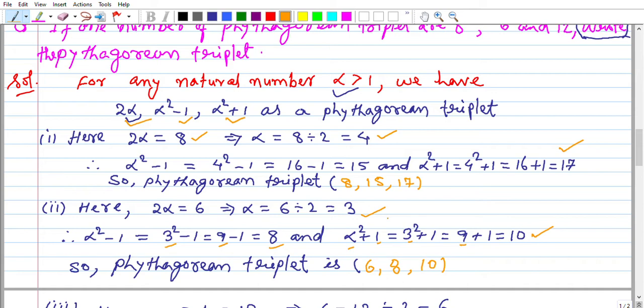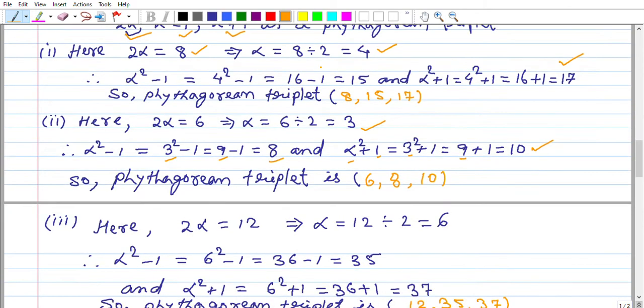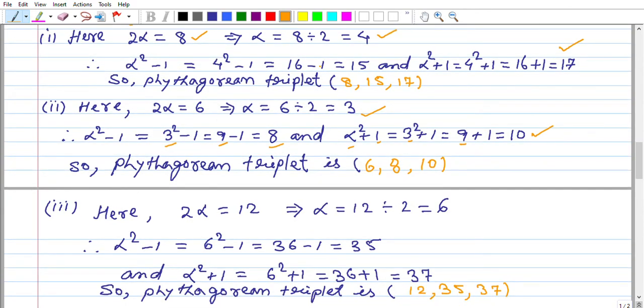Okay, the third number I am going to take, which is given in the question. What we are doing? Write the Pythagorean triplet. So directly we have taken it. So here we will take 2 alpha equal to 12. Yes, 2 alpha equal to 12. After transposing to the right hand side, it is divided by 2. I am just recalling the previous knowledge. Then alpha equal to 12 divided by 2, you get alpha equal to 6, isn't it?